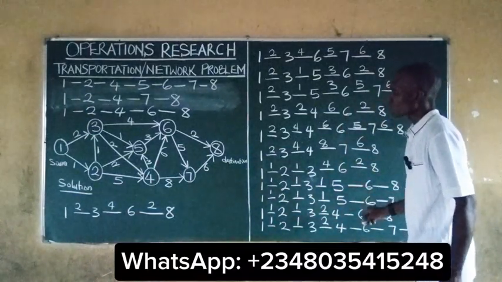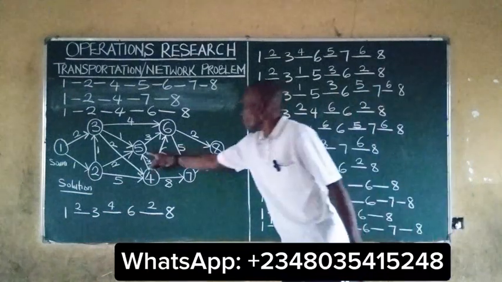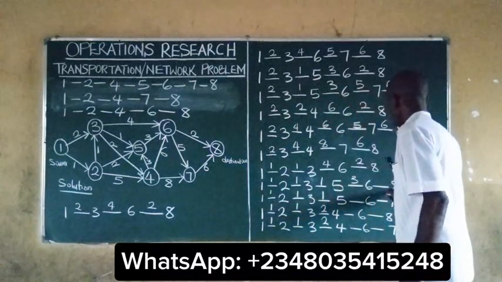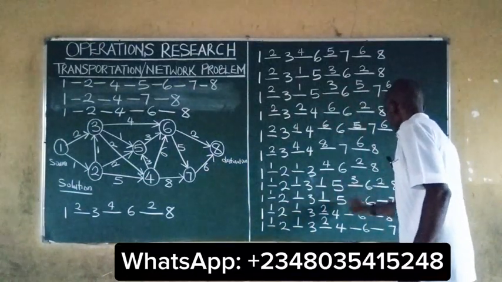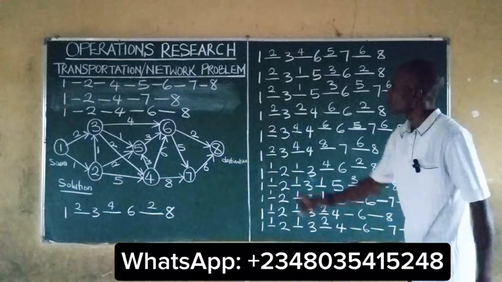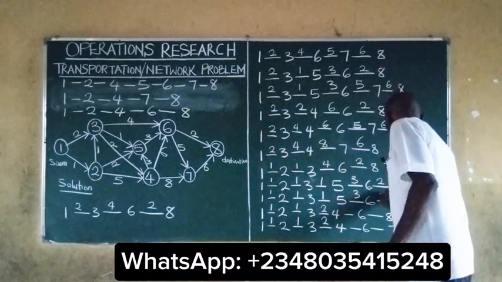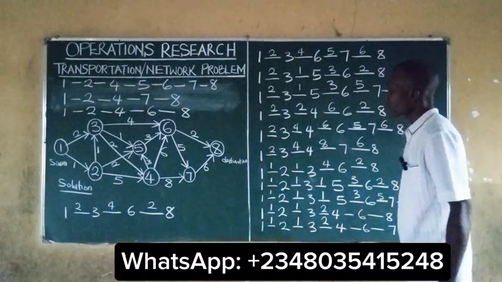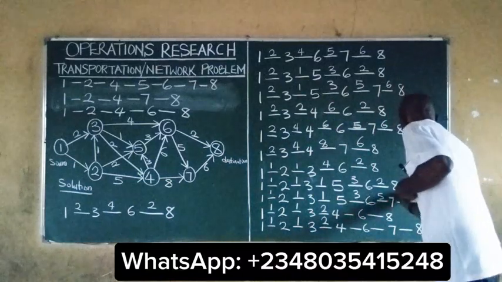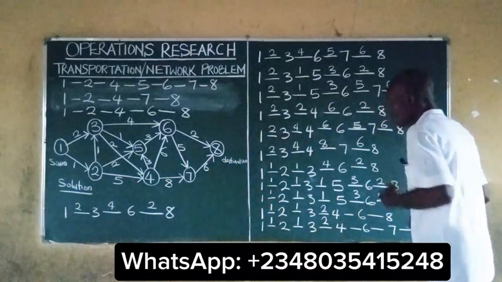5 to 6 we have 3 kilometers. 6 to 8 we have 2 kilometers. 6 to 7 we have 5 kilometers. 7 to 8 we have 6 kilometers.